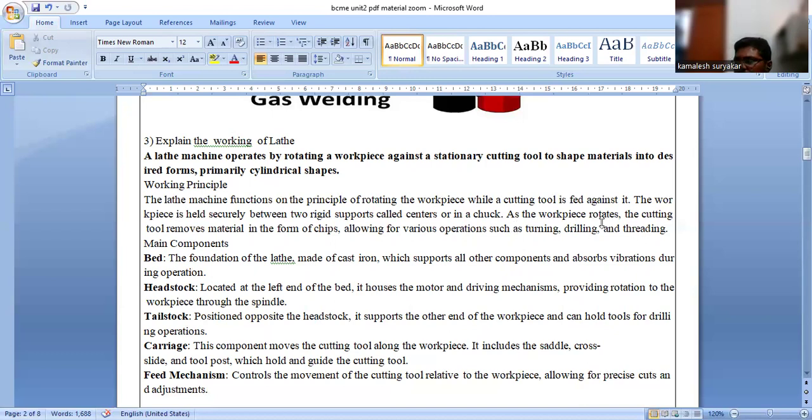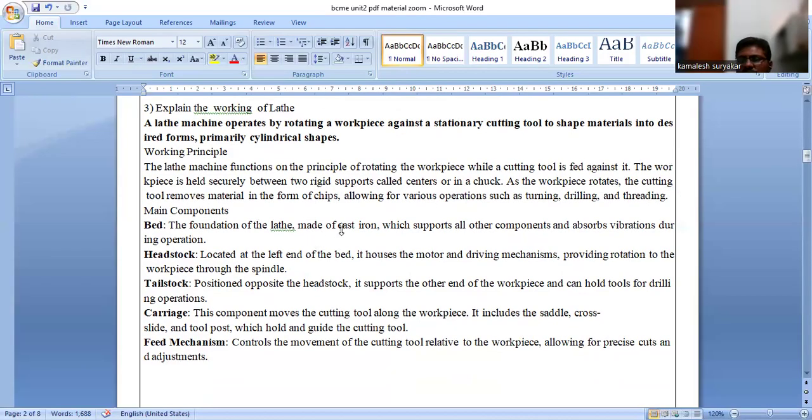As the workpiece rotates, the workpiece compulsorily has to rotate. Remember this point. The workpiece will rotate and the tool is stationary in the lathe machine. Then only you can remove the material from that workpiece. Otherwise, it is not possible and is a time-taking process. The cutting tool removes material in the form of small chips, allowing for various operations such as turning, drilling, and threading.